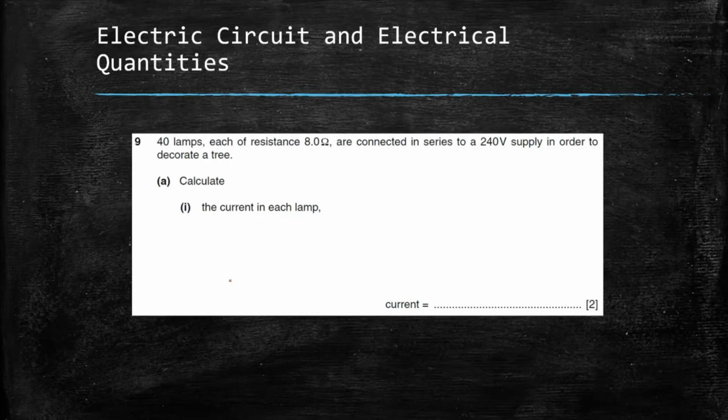9a. Calculate (i), the current in each lamp. The total resistance of 40 lamps connected in series is the sum of all resistances. So, the total resistance equals 40 times 8, which equals 320 ohm.